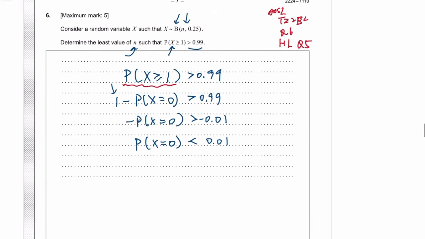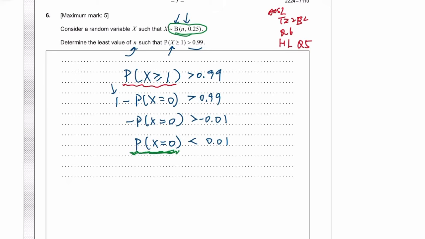Okay. Now then, this is where the binomial thing comes in. So what is this saying? This is saying that you have no success, right? So after n trials, you have no success. If you think about it, how can that happen? Well, it means in all of your trials, you get failures.